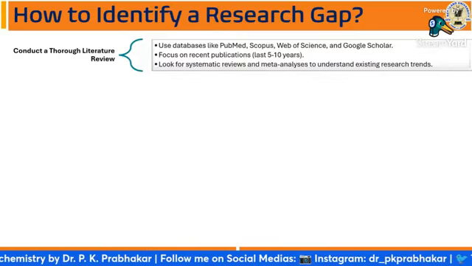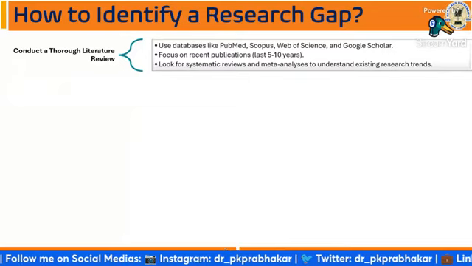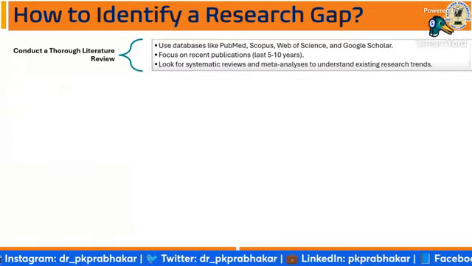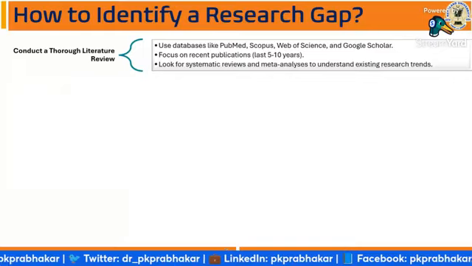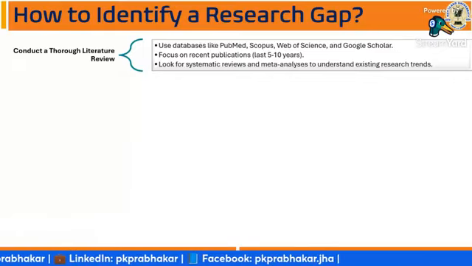So for conducting literature search, we can use different kinds of databases. I have already told you about subject specific databases you can use. Focus on recent publications, meaning preferably 5 to 10 years of research papers. Look for systematic reviews or meta-analyses to understand the existing research trends.